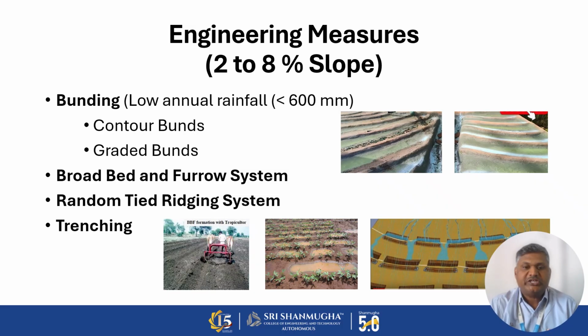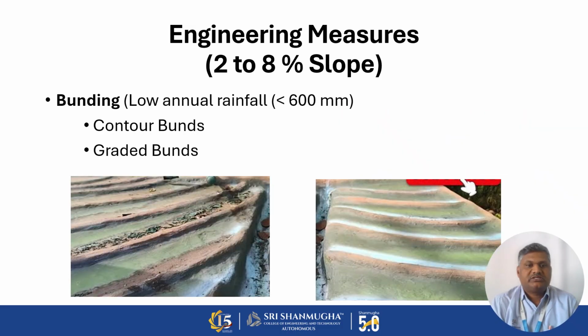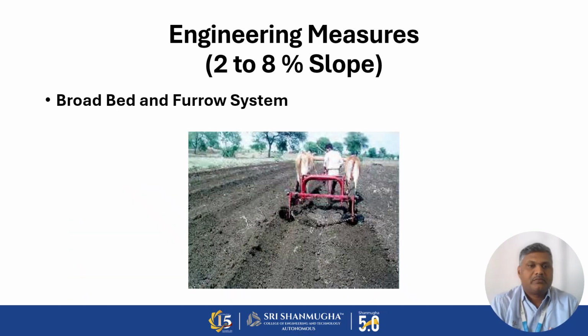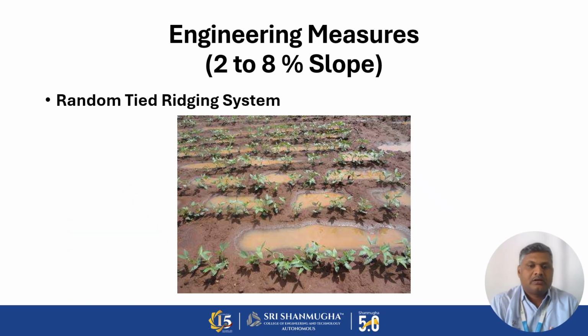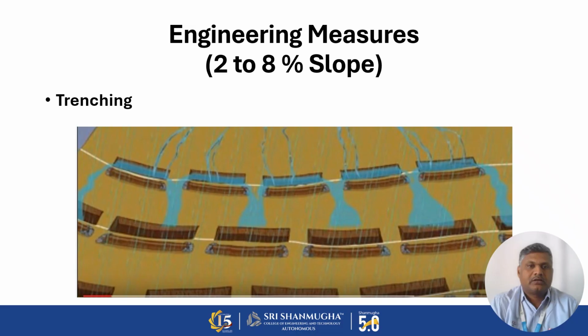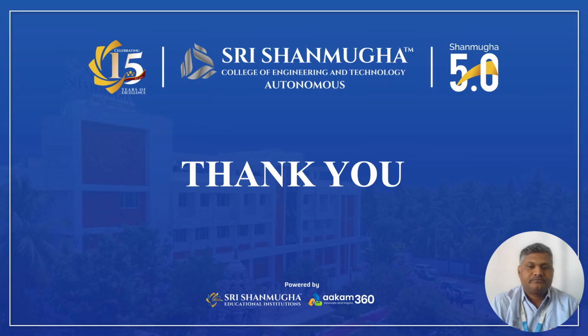The next one is called trenching. We can make a trench where the land slope increases up to 8%, so that the water is safely disposed and there is no possibility of soil erosion by water. These are the engineering measures: the contour bunds and graded bund, the broad bed and furrow system, random tide ridging where we make pits randomly, and trenching. Thank you.